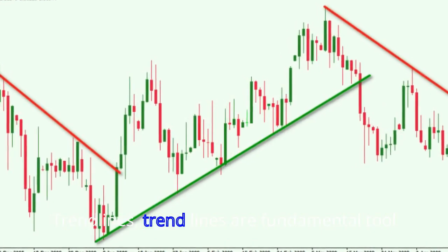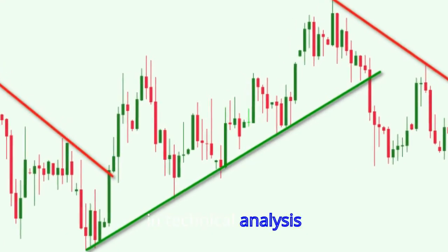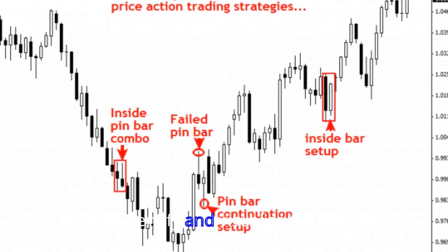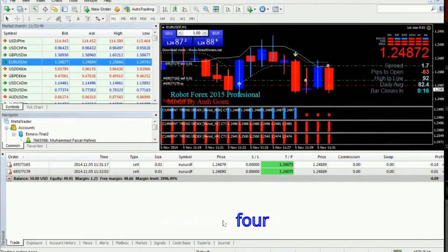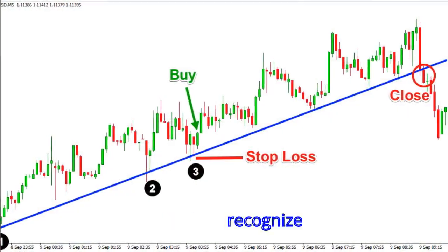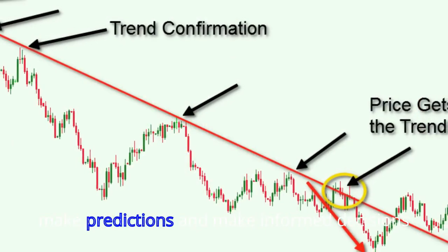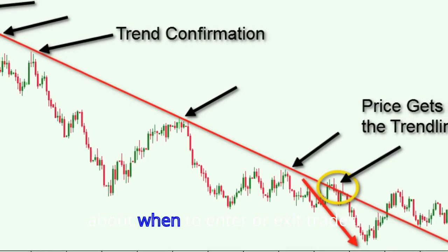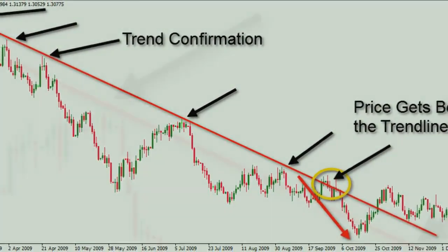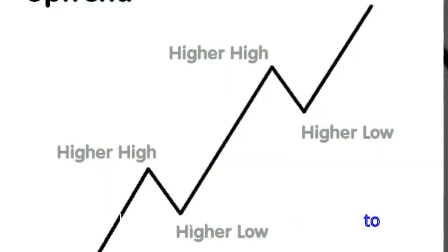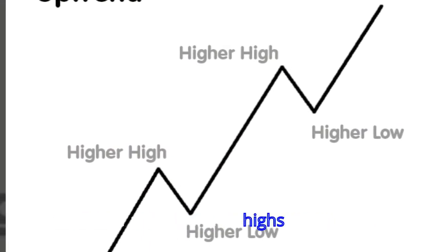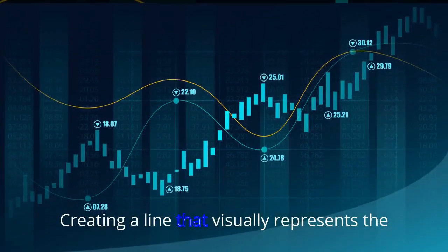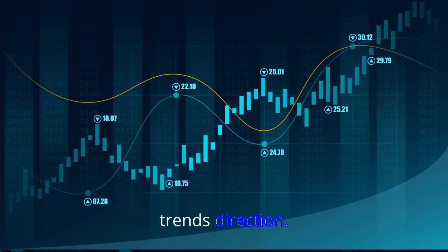Trendlines. Trendlines are a fundamental tool in technical analysis, used to identify and visualize the direction of price movements in a financial market, including Forex. They help traders recognize trends, make predictions, and make informed decisions about when to enter or exit trades. Trendlines are drawn on price charts to connect significant price points, such as lows in an uptrend or highs in a downtrend, creating a line that visually represents the trend's direction.